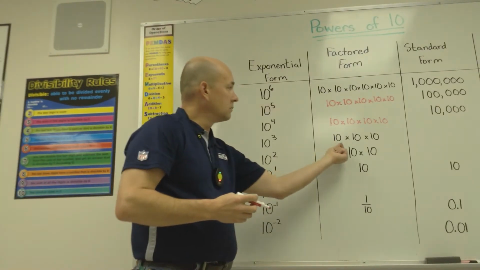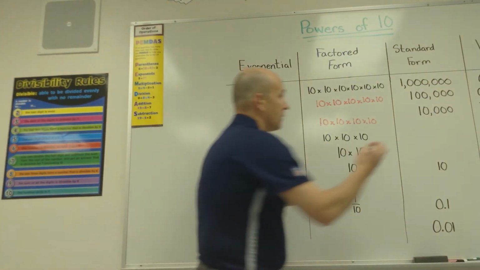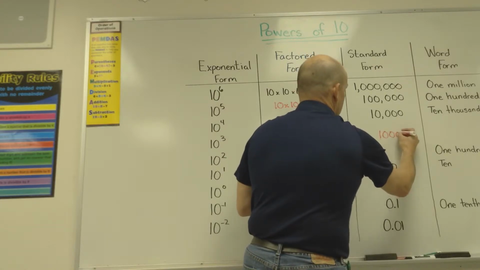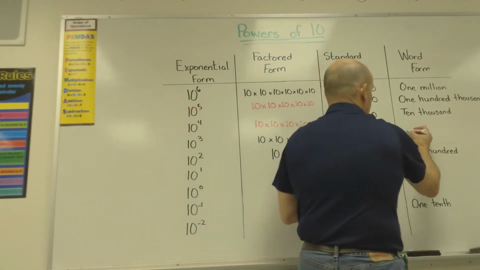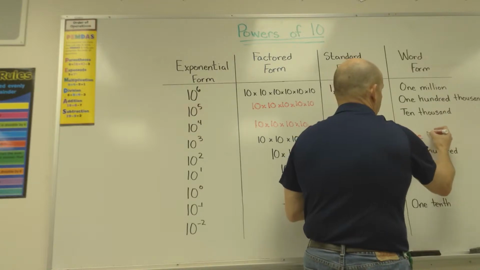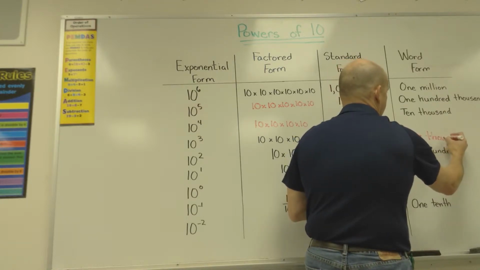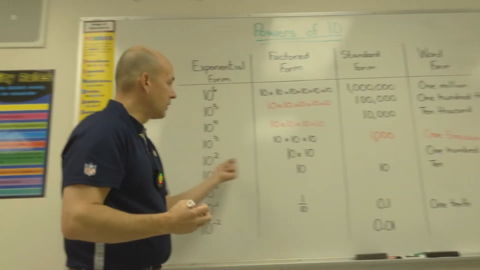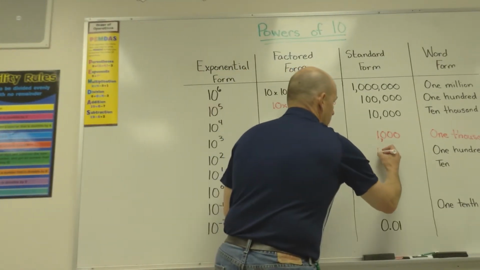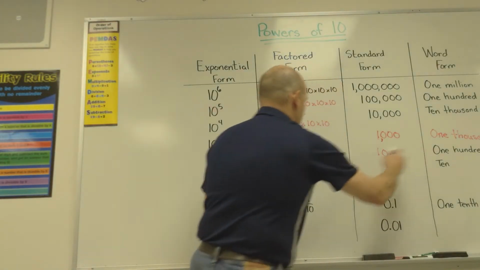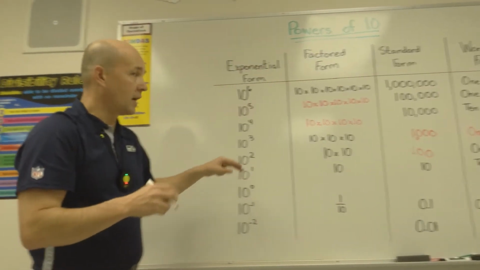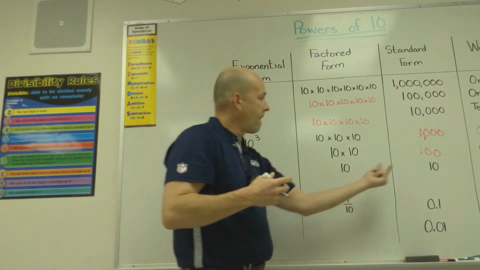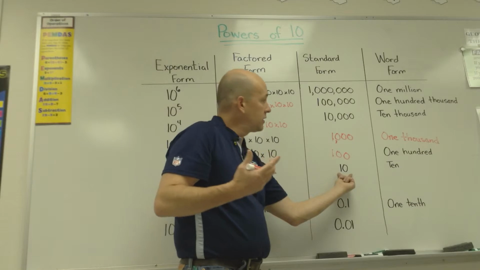10 to the 3rd power, logically, is going to be a 1 with 3 zeros after it, which is 1,000. Ten to the 2nd power, a 1 with 2 zeros, gives us 100. Now 10 to the 1st power, that's taking our factor 10. We're saying there's only one of them there. There's nothing to multiply. It just stays 10.